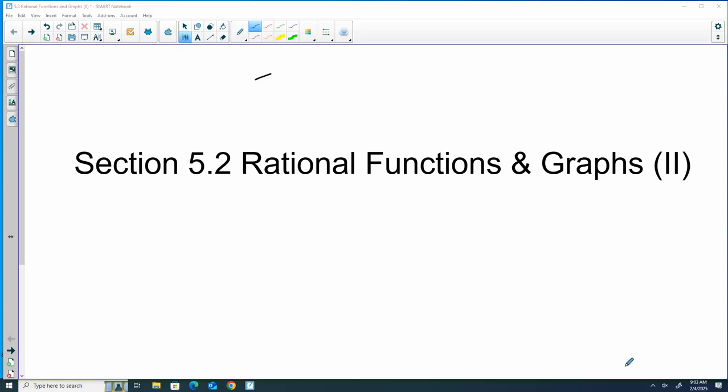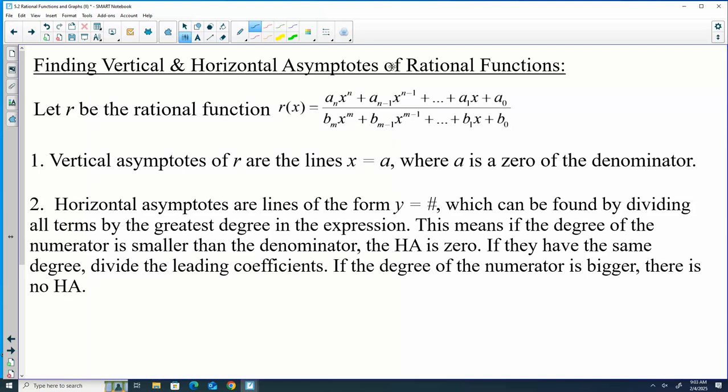And we said there are 3 different types of asymptotes: horizontal, vertical, and oblique. So today we're going to focus on how to identify those from the equations. So you have a rational function. First thing, vertical asymptotes are x equals a number that is a 0 of the denominator. So any number that makes the denominator 0 is a vertical asymptote.